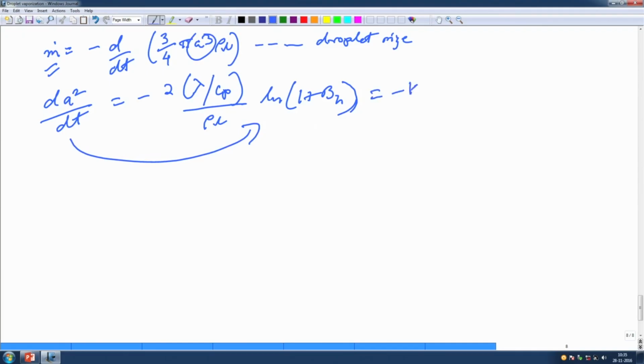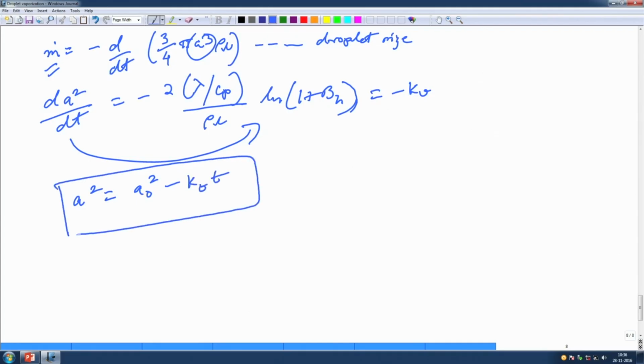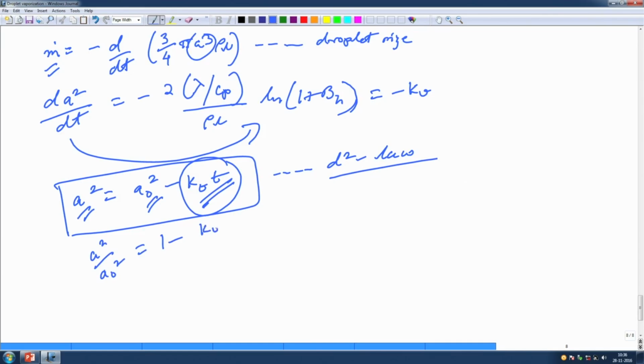Now, this is actually equal to minus kV, whatever, that is just a constant that we have done over here. So, basically if we integrate this, this will become A square equal to A naught square minus kVt. This is nothing but the d square law, because A square, given the initial diameter, reduces at a rate which is basically linear. You can also normalize this A square by A naught square to 1 minus kV by A naught square into t.